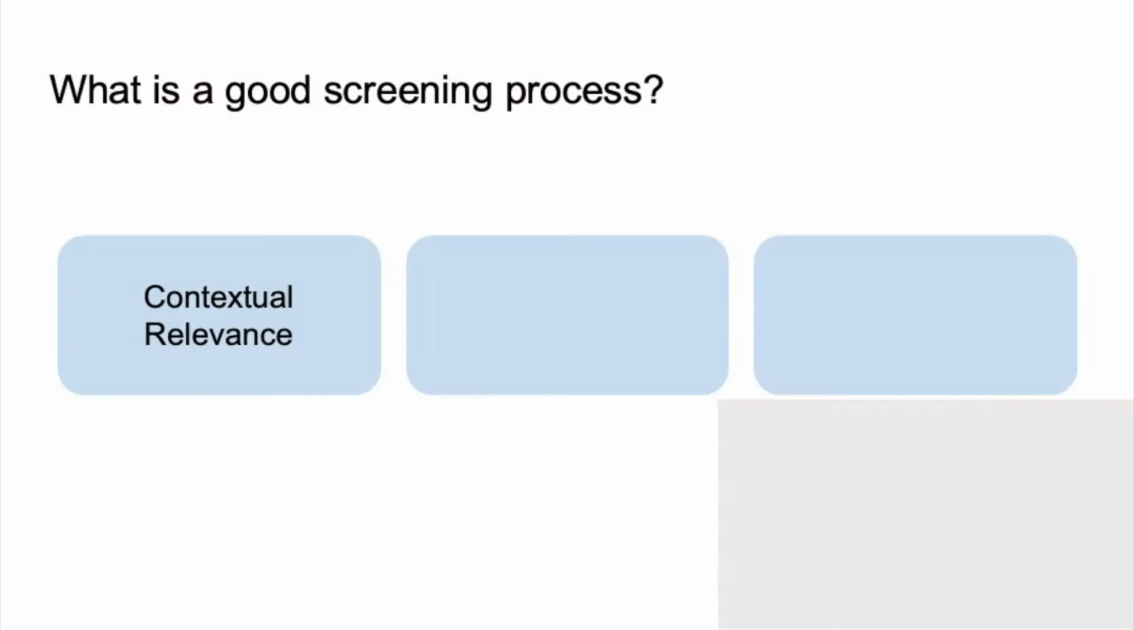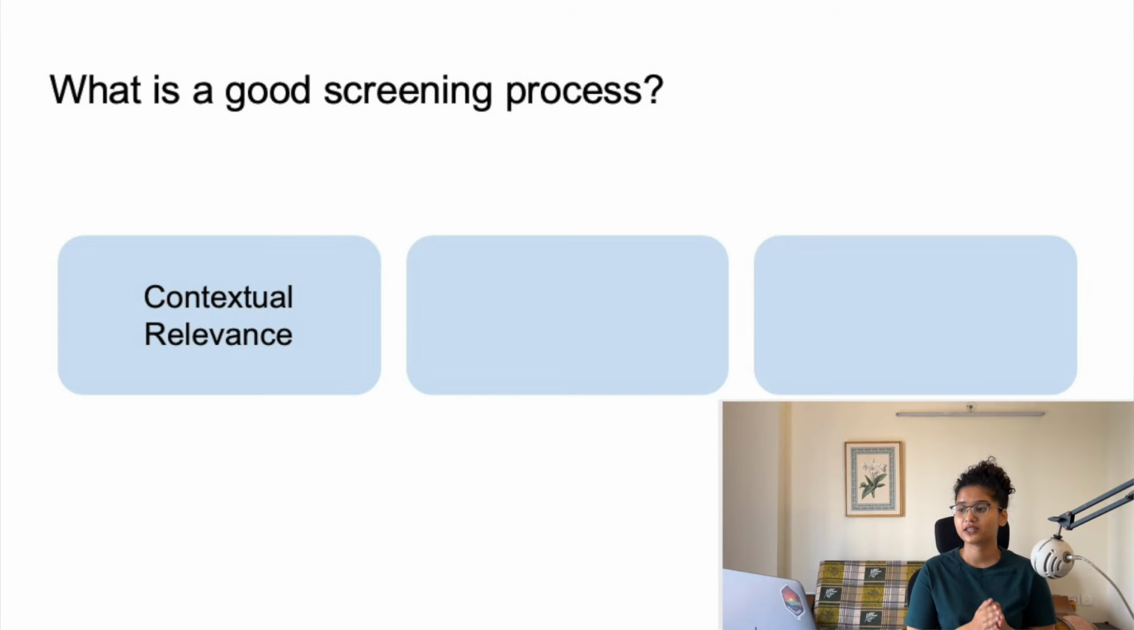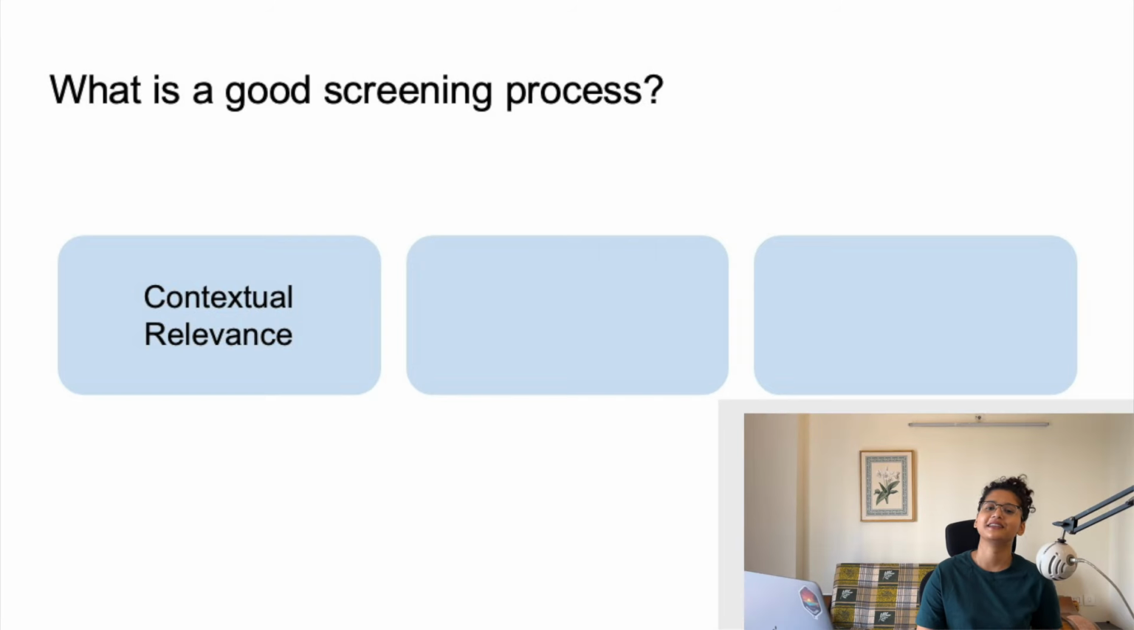Let's see here. A good screening process is one which has these 3 things. Questions that filter out people that are contextually relevant for your project. Meaning, if you're trying to learn about why people leave your shopping app, you'd want to speak with people that A, have recently left your shopping app, and B, people that have left your shopping app a while ago and are active users on your competitor's app.